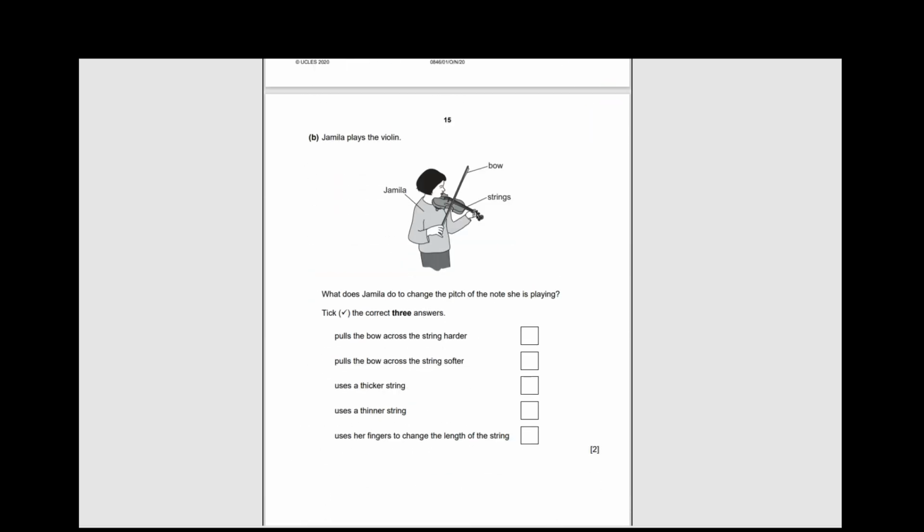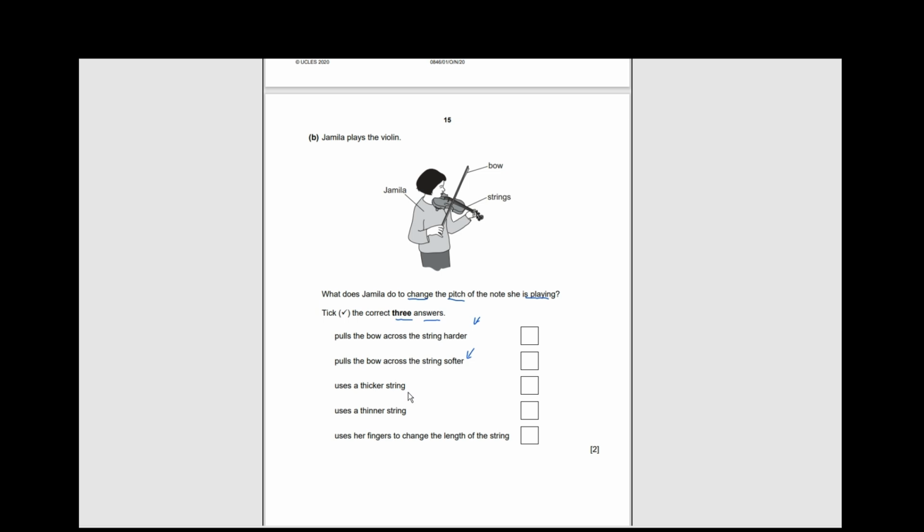Jamila plays the violin. What does Jamila do to change the pitch of the note she is playing? Tick the correct three answers. Pulls the bow across the string harder. I think it won't change the pitch, but yes, it will be louder. Pulls the bow across the string softer. No, it will make it slower, and slower means lower pitch.